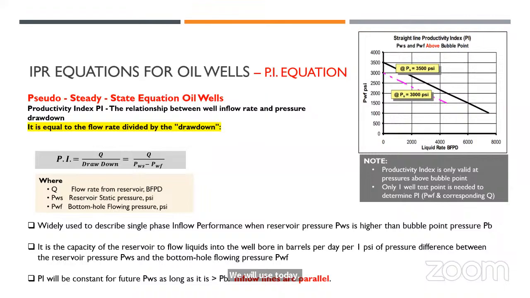Also, productivity index is a factor that controls the capacity of the reservoir to flow liquids into the wellbore, in barrels per day per unit of pressure difference between the reservoir and the bottom hole flowing pressure.